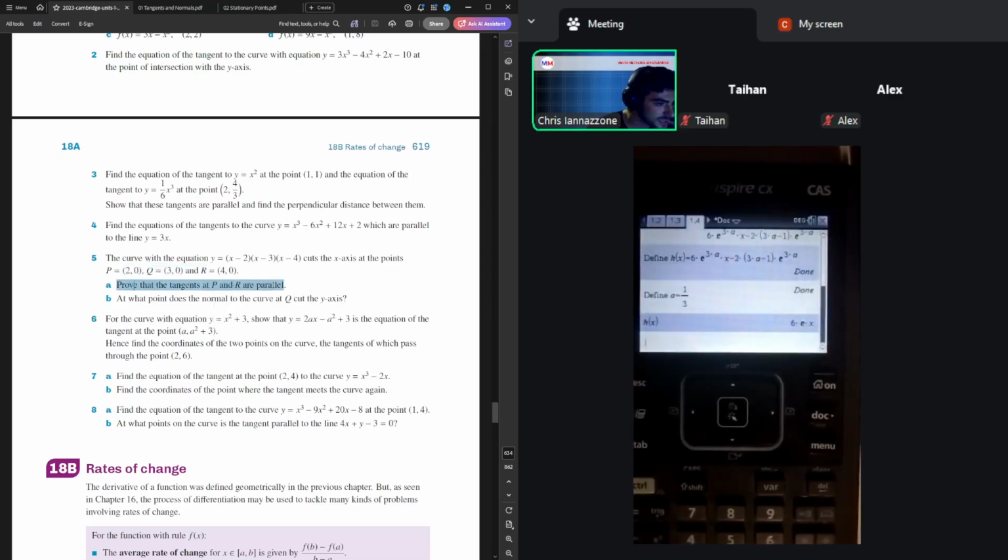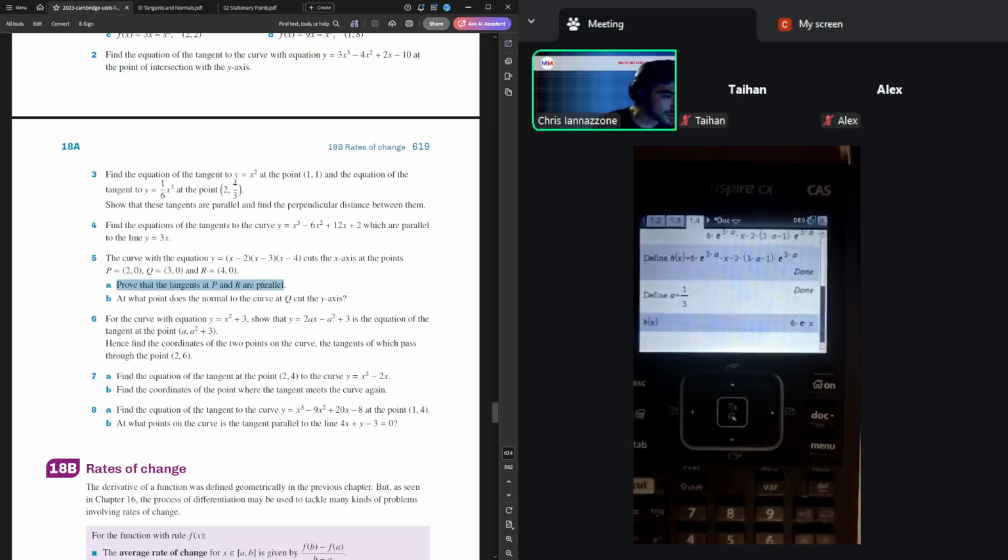Okay, prove that tangents at P and R are parallel. Yeah, okay, this is reasonably more complicated. So we have our function. It's a polynomial, a cubic more specifically, and all they essentially did was label all the x-intercepts as different letters: P, Q, and R.